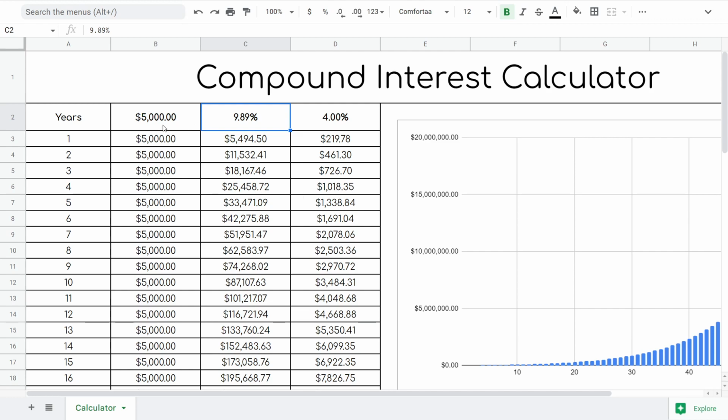This illustration is showing if you were to invest $5,000 a month and got a 9.89% return on your money, and you were able to pull 4% off of that. After 10 years, you're looking at $87,000 of portfolio value and a $3,484 income potential at 4%. So not a huge amount of income off of that.